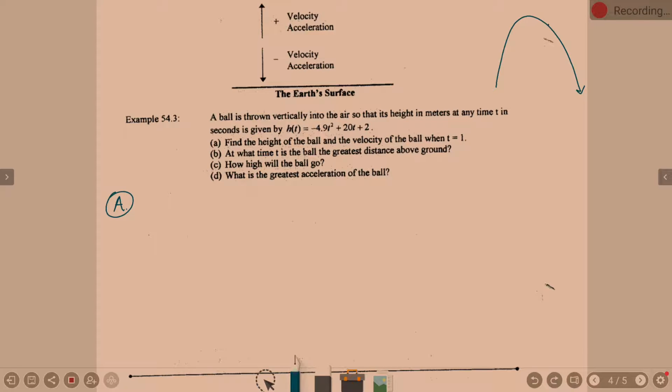Find the height of the ball and the velocity of the ball when t equals 1. Is that pretty easy stuff? How do I find the height of the ball when time is 1? Plug in 1. So h of 1, he called it the position equation, you can think of it as the height equation. Negative 4.9 times 1 squared plus 20 times 1 plus 2. So the height at time 1 is 22 minus 4.9, which is 17.1. 17.1 what? Meters. And meters would have been given in the problem, yes? So that is your height at time 1.